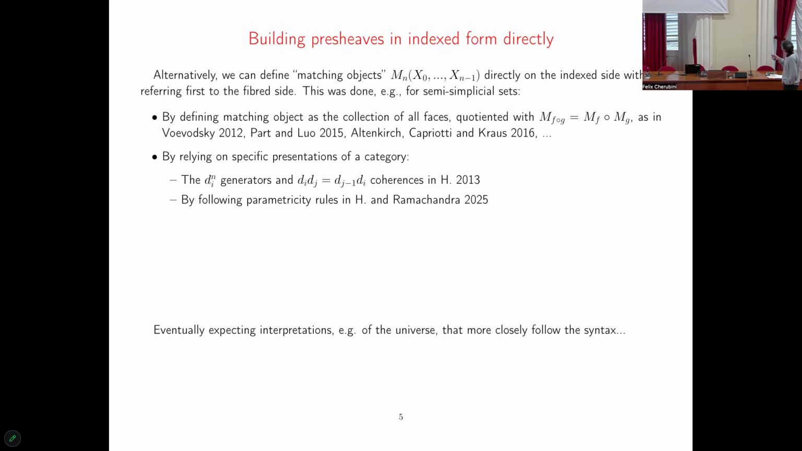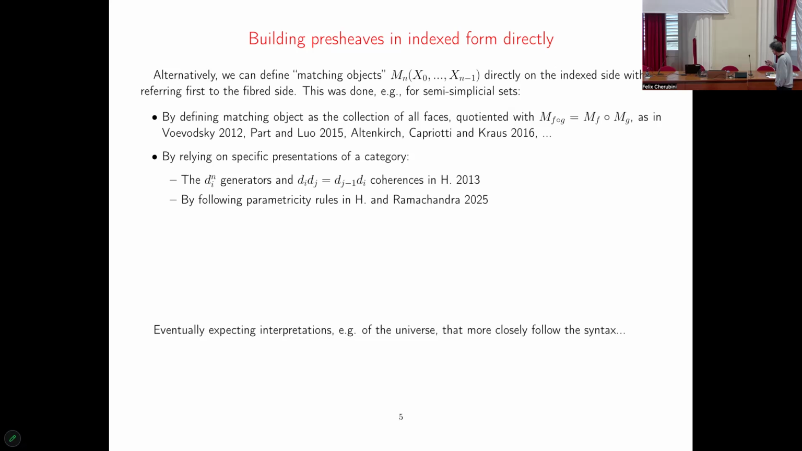For instance, there was one already in 2012 by Bezem and others, and another by this author. And I made one also, this is why I'm saying it's 10 years old, even 12 years old. I made one 12 years ago, and a new one to be published now based on the parametricity rule.